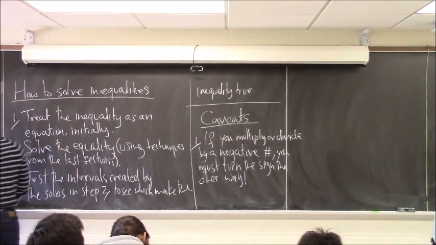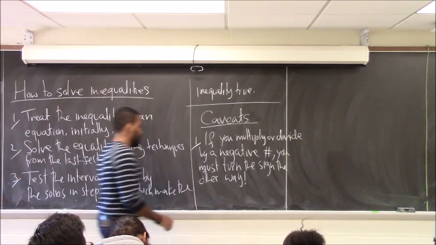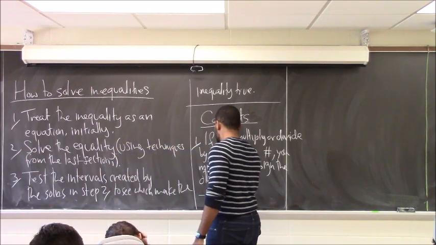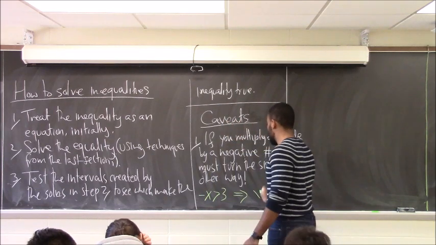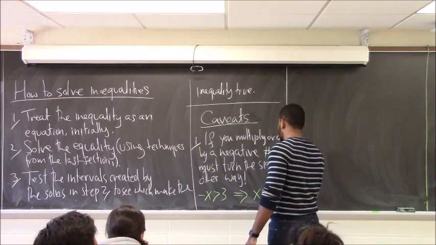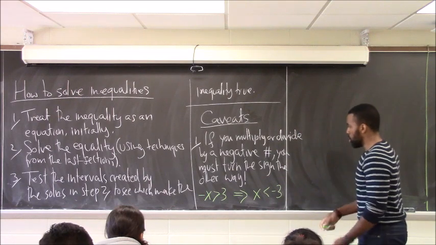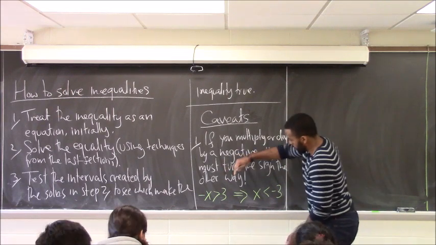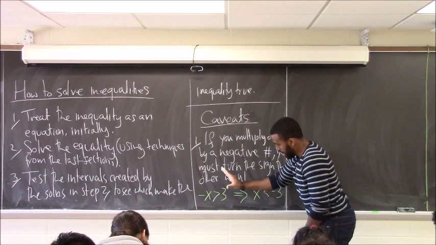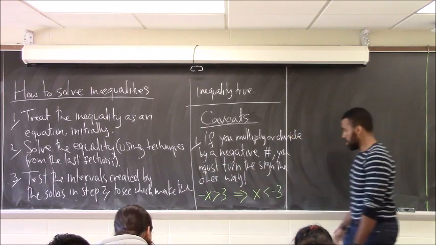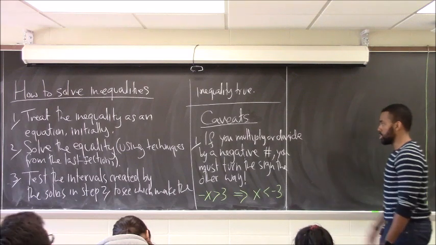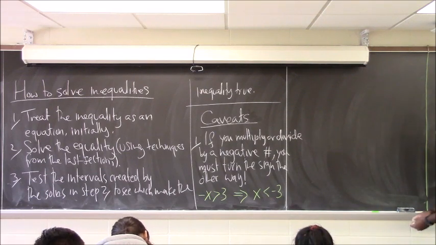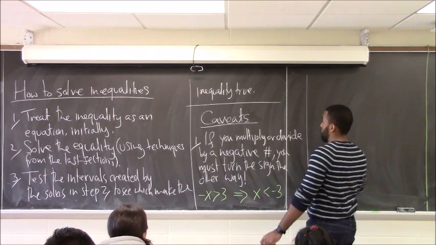So if we have minus x is greater than 3, what that means is x is less than minus 3. Once you multiply both sides by a -1, for example, the mouth was opening that way, now it's opening the other way. So multiplying by a negative means you need to turn the sign around. The same goes for dividing by a negative.